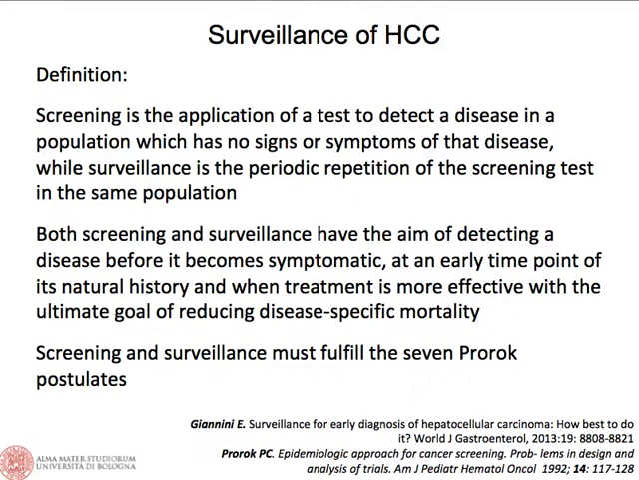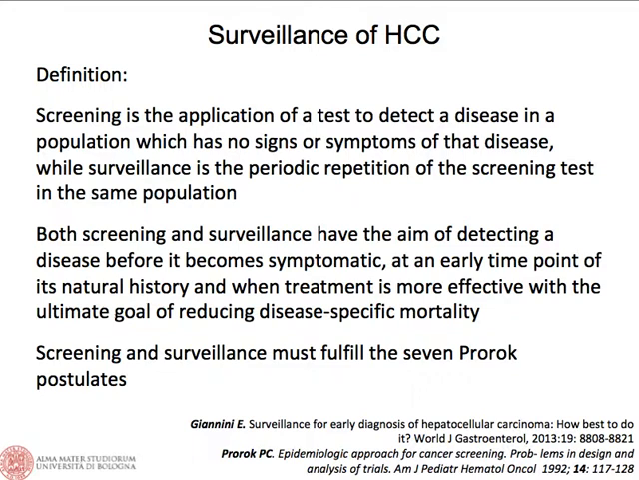Screening is the application of a test to detect a disease in a population which has no signs or symptoms of that disease, while surveillance is the periodic repetition of the screening test in the same population. Both aim to detect a disease before it becomes symptomatic, at an early time point of its natural history, when treatment is more effective, with the ultimate goal of reducing disease-specific mortality.